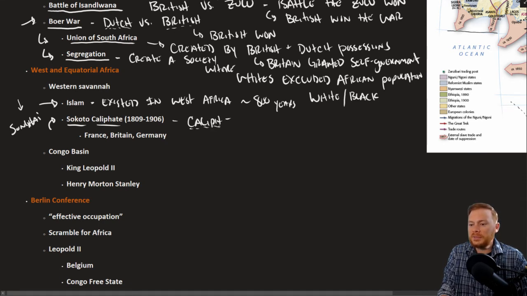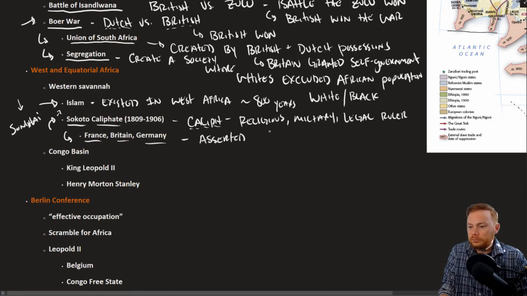Again, Caliphate or the Caliph. The Caliph, this is a term in Islam that is the religious, military, and really legal ruler. It's an all-encompassing title. And so this was a caliphate created in the interior of Western Africa, again, bounded by the religion of Islam, that thrived between 1809 and 1906. However, they had to contend with imperialist powers like France, Britain, and Germany, which eventually asserted control, we'll say, over the caliphate.